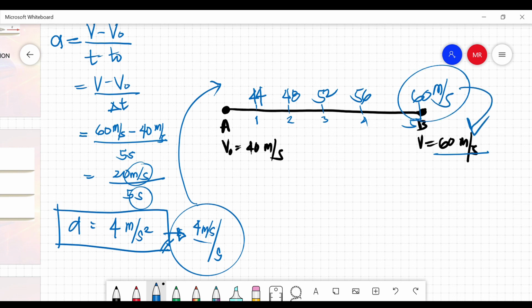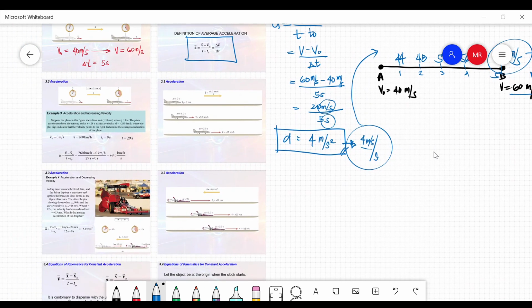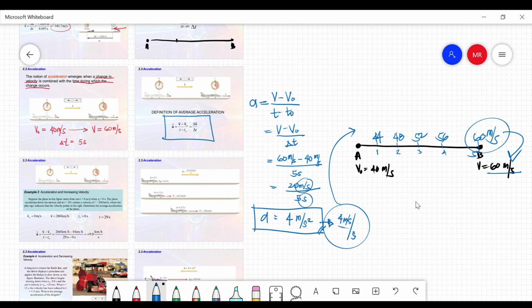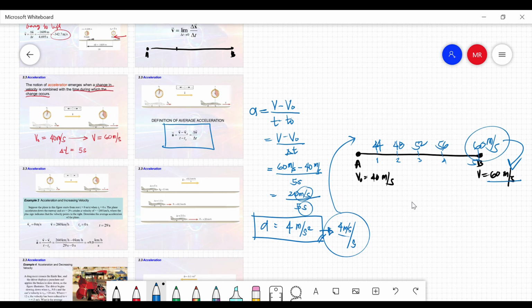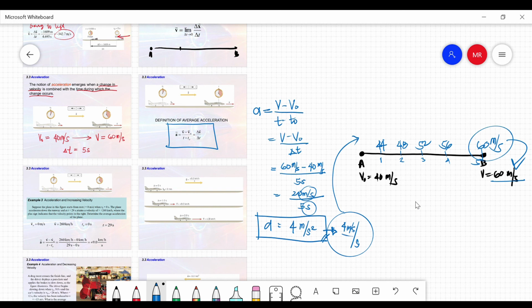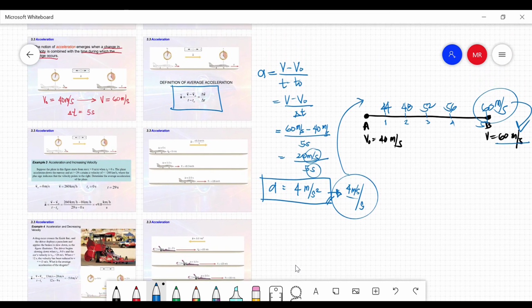Your desired final velocity. So that is the concept of acceleration. Okay? So, for now, hanggang dyan muna tayo sa concept ng speed, velocity, and acceleration. I will post also a video lecture for the derivation of equations of kinematics for constant acceleration.